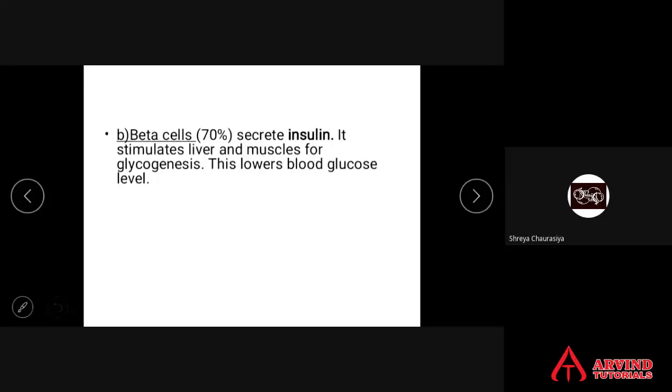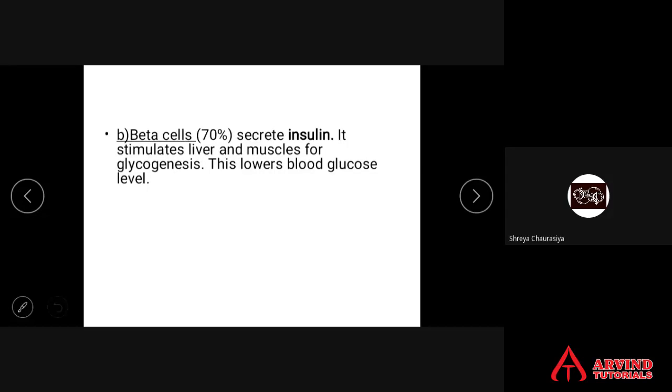The second type of cells are called beta cells. 70% of the islets of Langerhans are beta cells. They secrete a hormone called insulin. It stimulates liver and muscles for glycogenesis. Glycogenesis means glucose बनाने में help करता है. Glycogenesis means it will help the liver to intake the glucose and convert that into glycogen बनाने का.